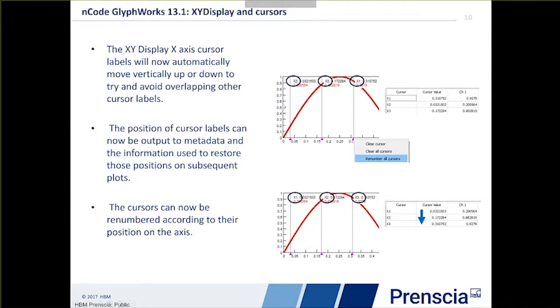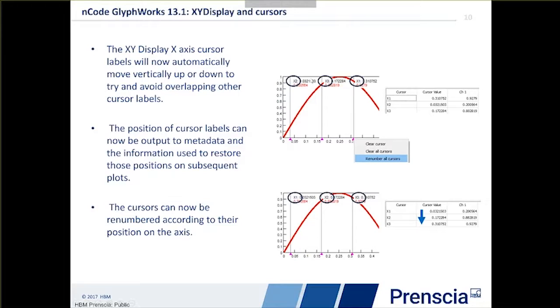Then in XY displays, you can put cursors, and there are a number of enhancements with the cursors. First of all, the labels of the cursors. You see those little text boxes here indicating the position and the value of the cursor. They no longer can overlap. So if you're moving this cursor, its label will move vertically up or down in order to avoid any overlap with another label.